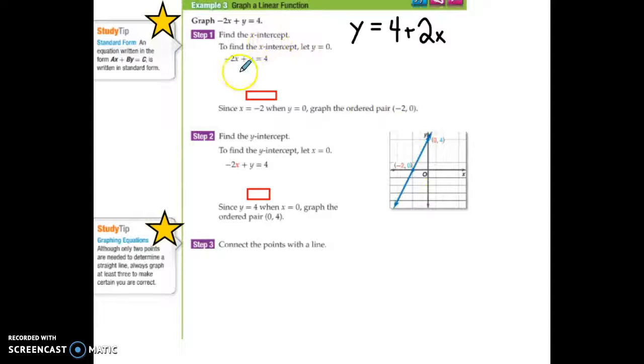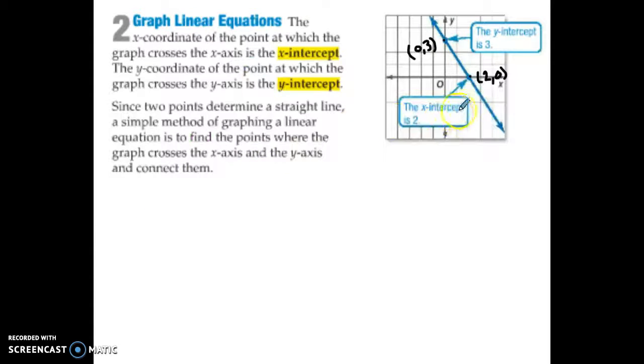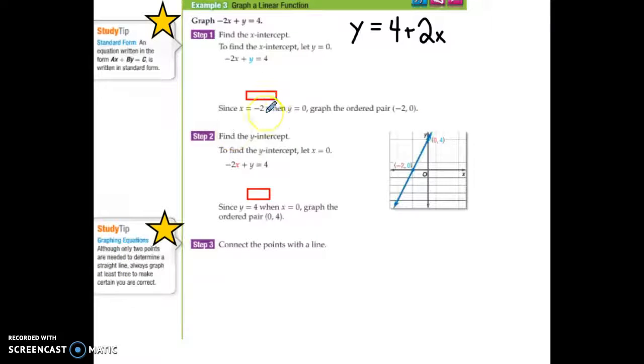This other way is called the intercept method. It means you find the x-intercept, you find the y-intercept, and then you connect the points. So remember, going back here quickly, my x-intercept is the point when y is 0. So if I want to find my x-intercept, I let y equal 0. So basically this is gone. So it says negative 2 times what number is 4? Well, negative 2 times negative 2 is 4. So my x-intercept is negative 2, which means it's the point negative 2, 0.